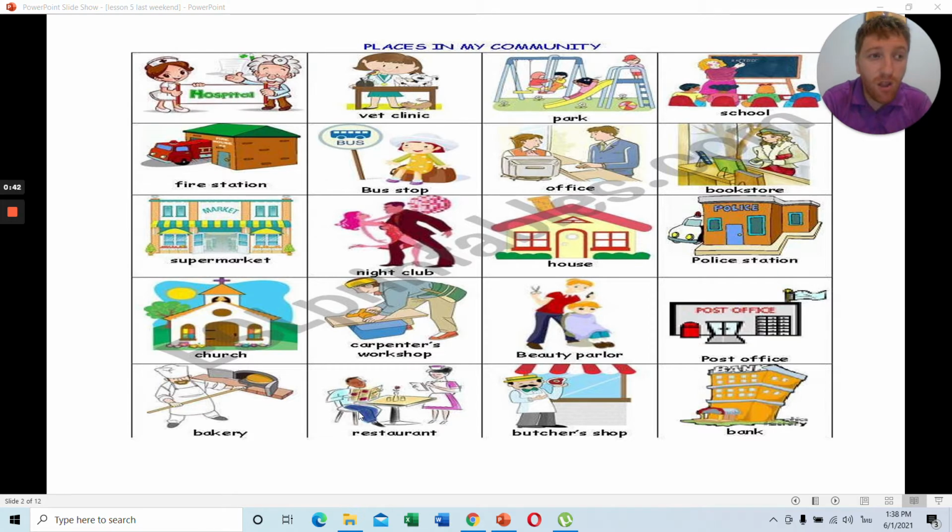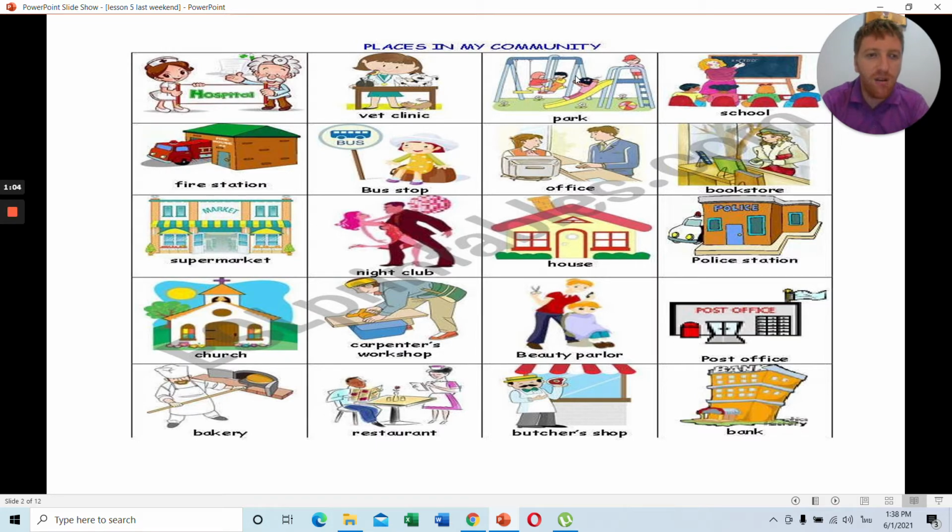So what is the community? The community is the place around where you live. So what do you find around where you live? So in Bangkok you have the hospital, which is a place where people go when they are sick. We have the vets, where animals go when they are sick.